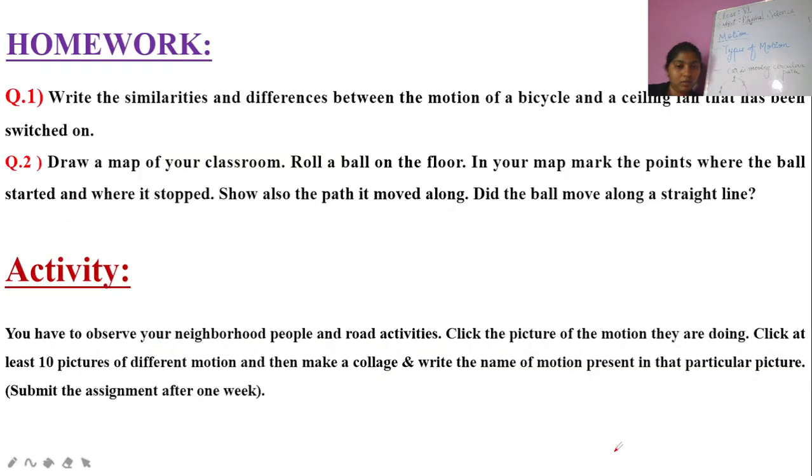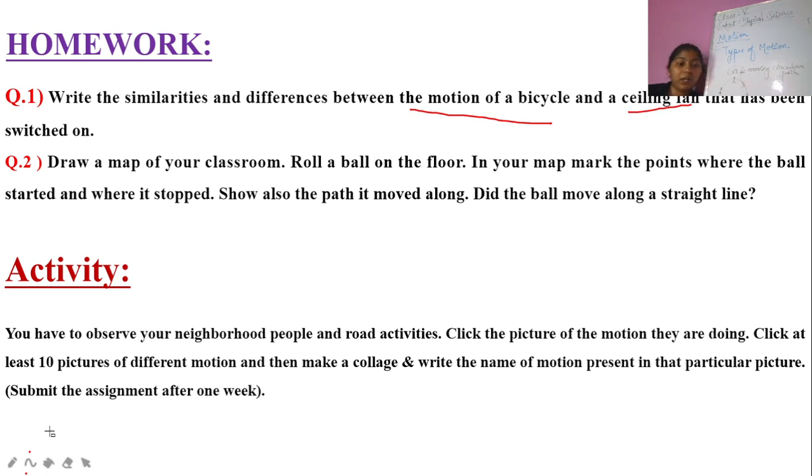So these are the two homework questions, students. You have to find out the similarities and differences between the motion of a bicycle and a ceiling fan. Then you have to draw a map of a classroom in which you roll a ball on the floor. In your map, mark the point where the ball started and the point where it stopped. Show the path the rolled ball followed. Okay, did the ball move along a straight line or not? You have to do this activity for the map as homework.